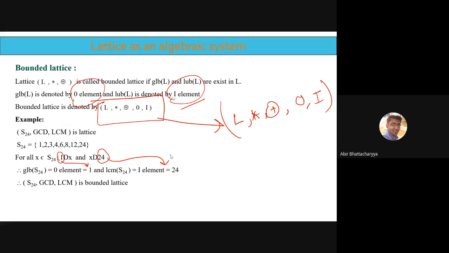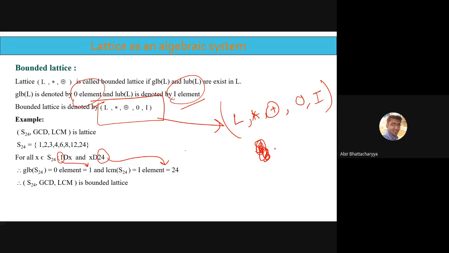Yes, Sn. Let's take an example. Yes, in the case of Sn, it always holds true. In the context of Sn, 1 is always your 0 element, and n is always your I element.